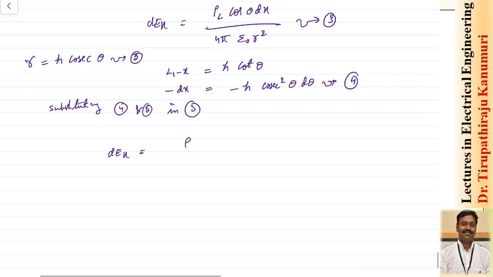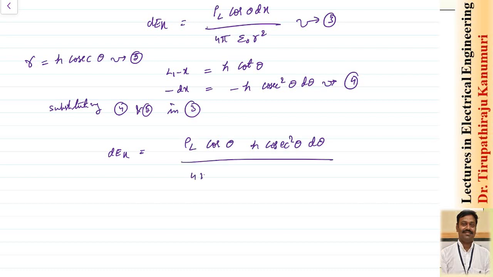When you substitute in equation number 3, this becomes rho L. So dEx, I am just substituting the values here. So this is rho L cos theta, and dx I can represent by h cosecant square theta d theta, divided by 4 pi epsilon naught into r, which I can represent as h cosecant theta, the whole square. So when I simplify, this will become rho L cos theta divided by 4 pi epsilon naught h, d theta. So let us take this as equation number 6. Okay, now the x component came.